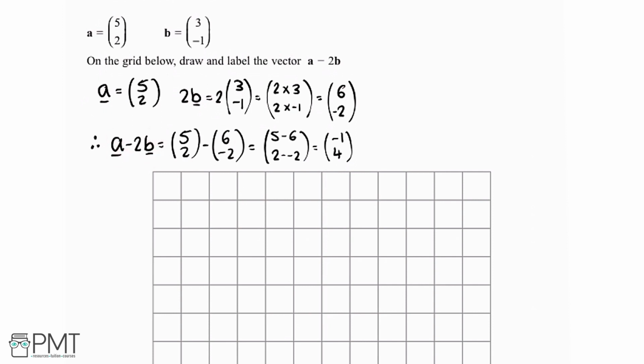Great, so now we need to show this vector on the grid below. And what this vector represents is the top one is our left right, and our bottom one is our up down. So minus 1 is saying we need to go left by 1, and this 4 here is saying we need to go up by 4. So let's just say I start here. We're going to go left by 1 and up by 1, 2, 3, 4 till here.